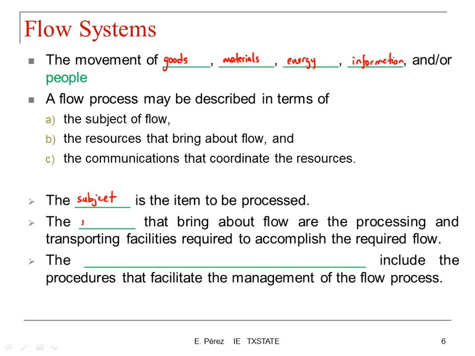The resources that bring about flow are the processing and transporting facilities required to accomplish the required flow. So you can have conveyors, you can have guided vehicles moving stuff around the facility. You can have machines that are stationary that you have to bring the product to, and so on.